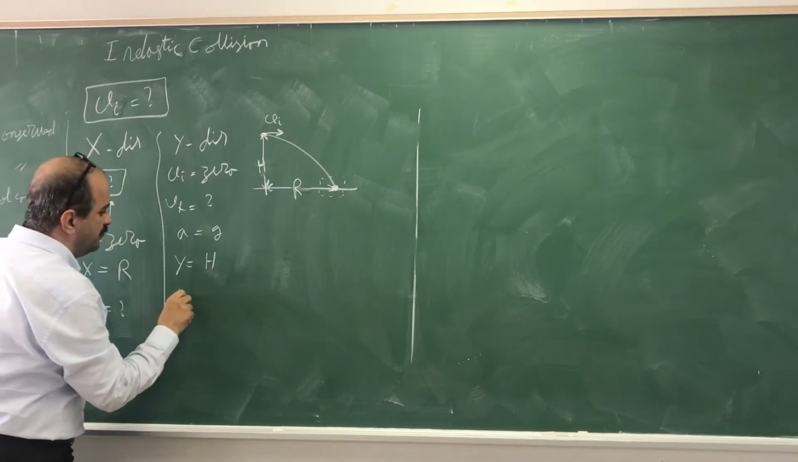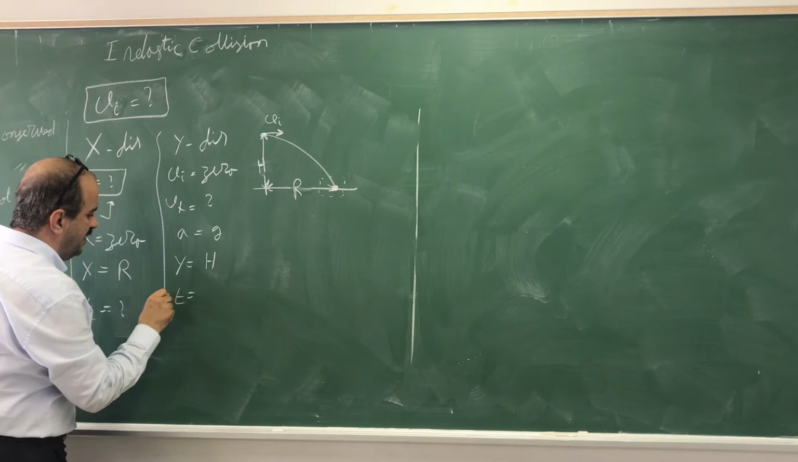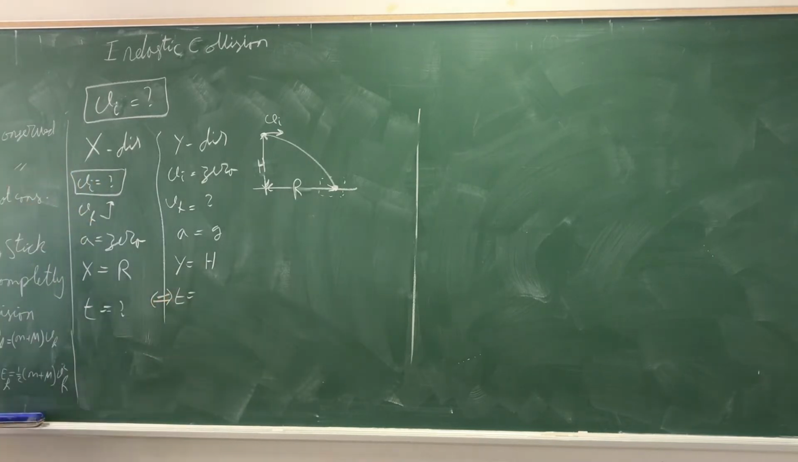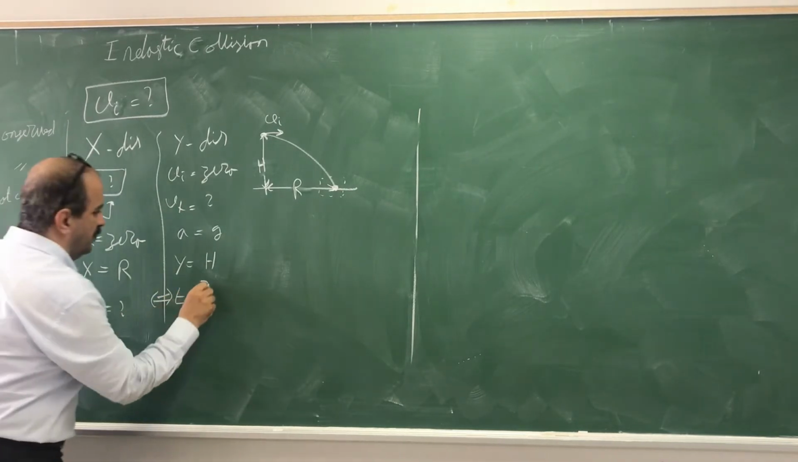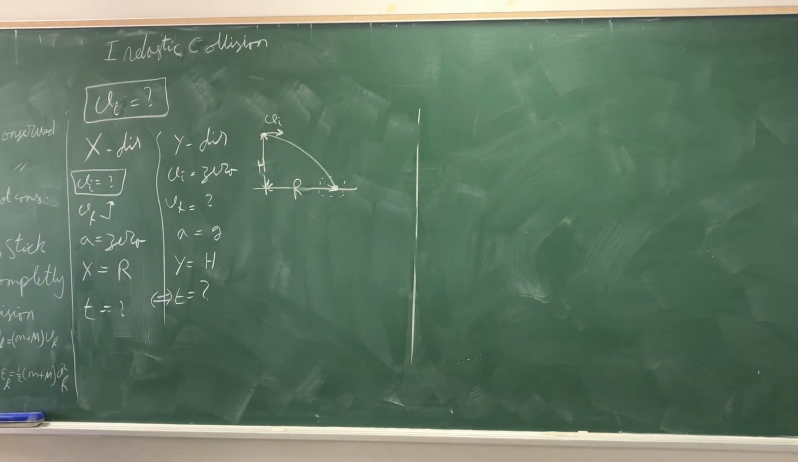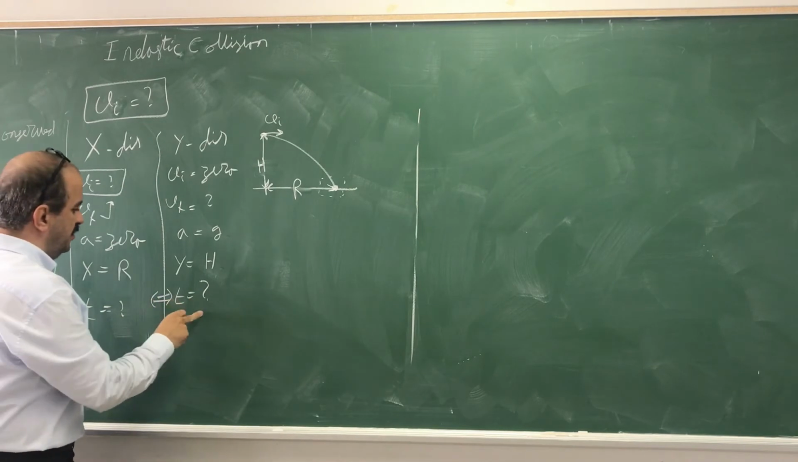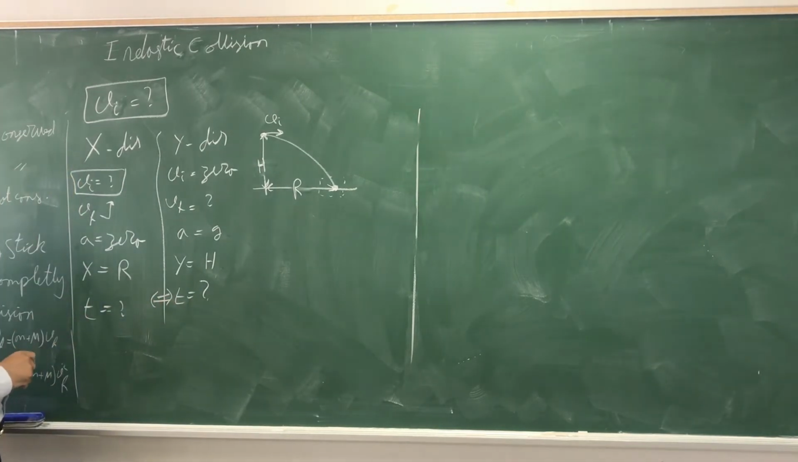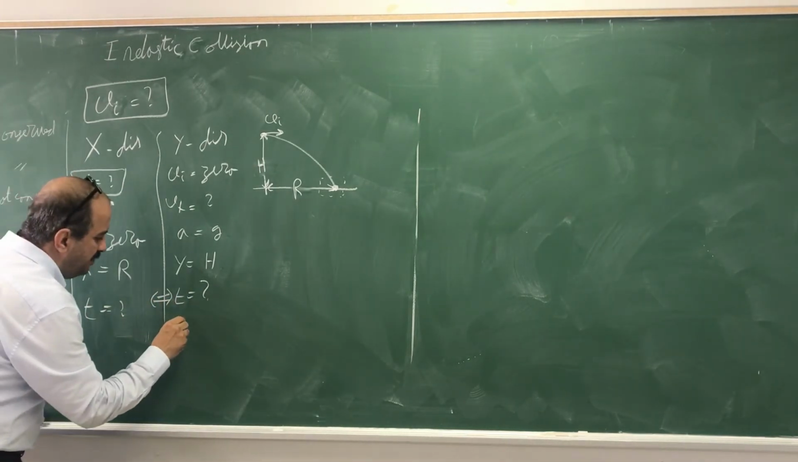The time here is also unknown, but we know that the time in the x direction and in the y direction will be the same. We have 1, 2, 3 knowns there. That means we can use the laws of kinematics to find the time, and then substitute the time in the x direction. Now, what is the time equal to?